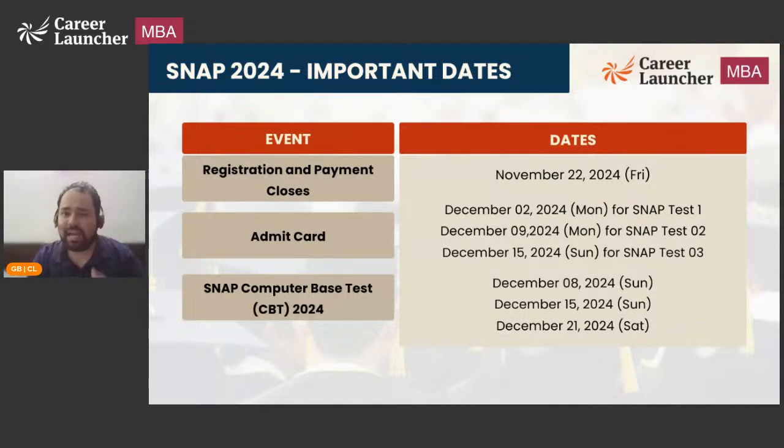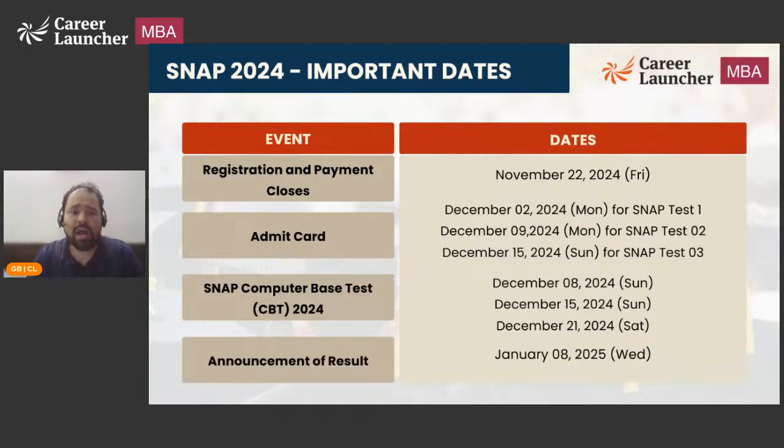There are 3 exams. The SNAP exam will be across 3 different slots: SNAP 1, SNAP 2, SNAP 3. One very, very important thing to understand is the best of 3 scores will be taken as your score. Okay, so that's important. And also please keep in mind, there will be normalization, state normalization, but there is no per-se normalization. Announcement of result is expected on the 8th of January.